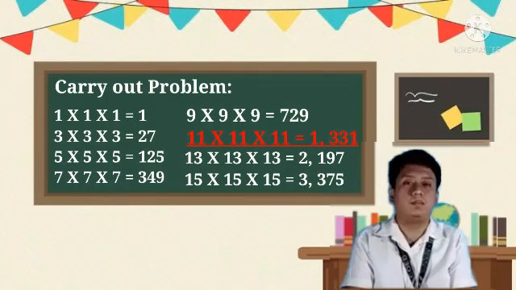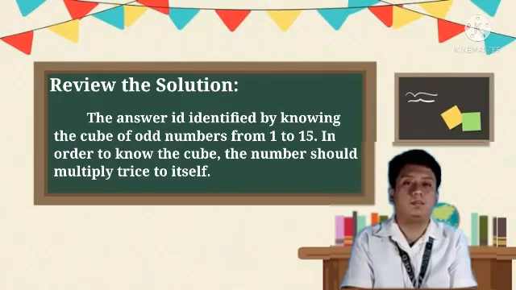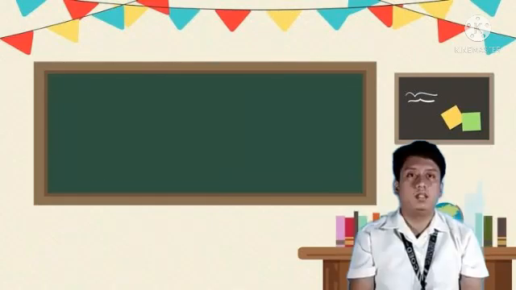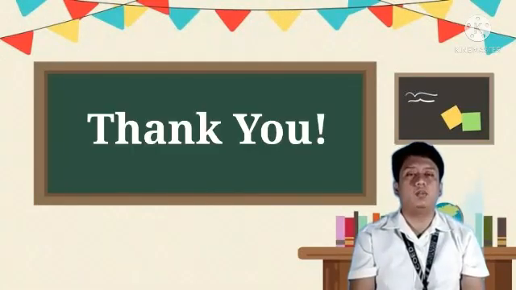The sixth odd number is 11, so the answer is 1331. Last, we should review the solution. The answer is identified by knowing the cube of odd numbers from 1 to 15. In order to know the cube, the number should be multiplied thrice to itself. That's all. Thank you.